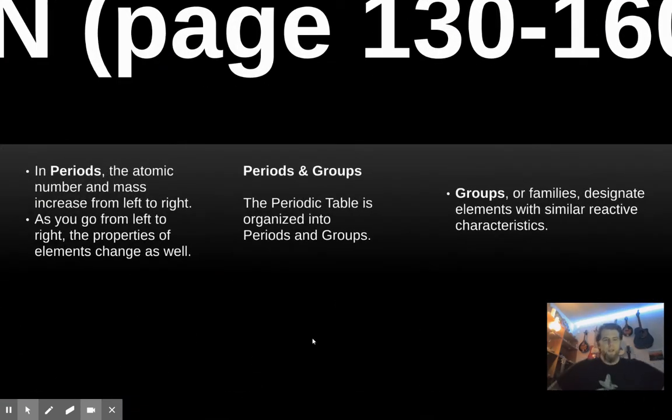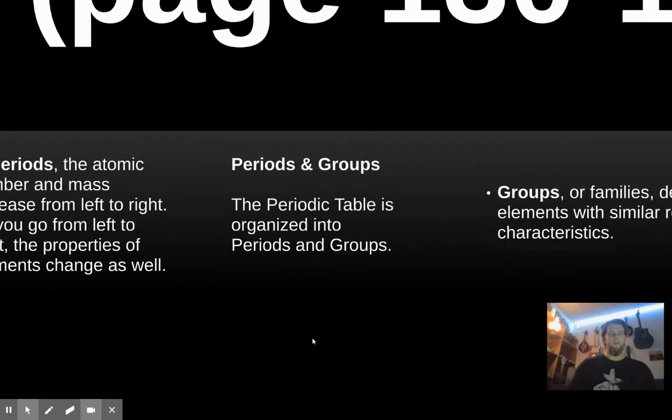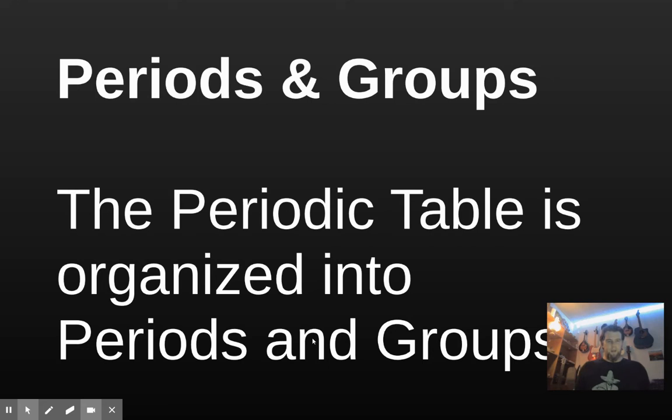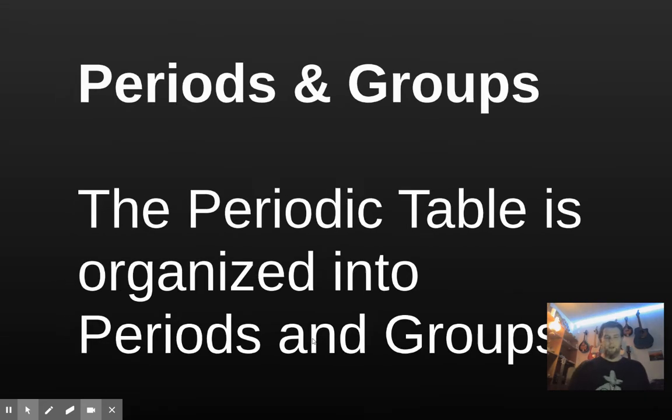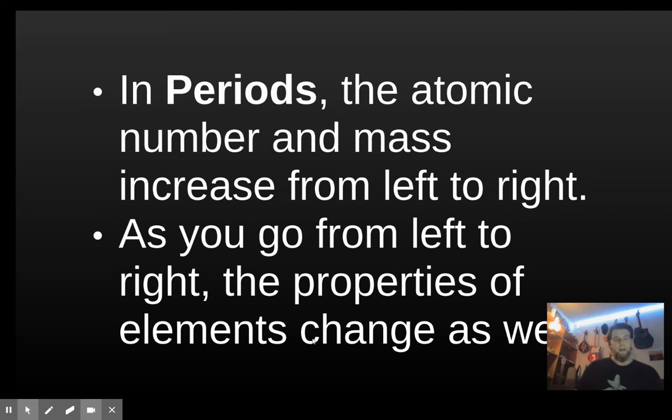Okay, so now we're going to talk about each of these as we go through, because there are periods and groups and families, and they're all very, very important. So the periods and groups. The periodic table is organized into periods and groups, and across the periods, the atomic number and the mass increase as you go from left to right. You'll notice hydrogen is number 1, helium is number 2. So it's almost like reading a book. As you go from left to right, that atomic number and mass will increase. And as you go from left to right, the properties of the elements change as well. They could be similar, but they will start to change as you go across those periods.